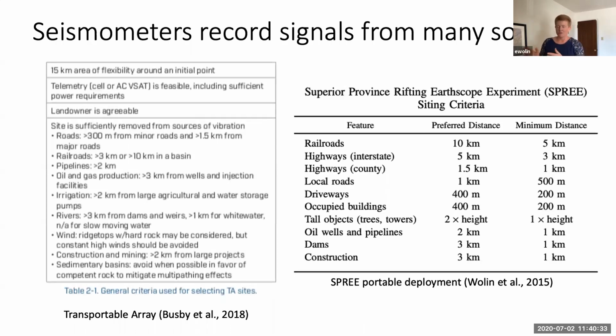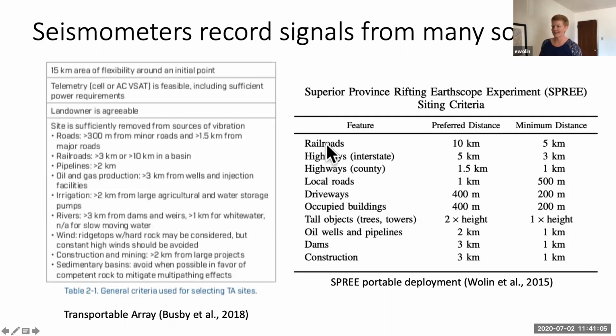Okay, so moving on, I want to point out that seismometers, in addition to recording ground motion, as I'm sure many of you know, also record a lot of different other signals. So in choosing sites for a station, one thing that we very frequently try to avoid is cultural noise. So here's a list of siting criteria for the EarthScope Transportable Array. And based on that, the siting criteria that we used for the SPRI portable deployment.